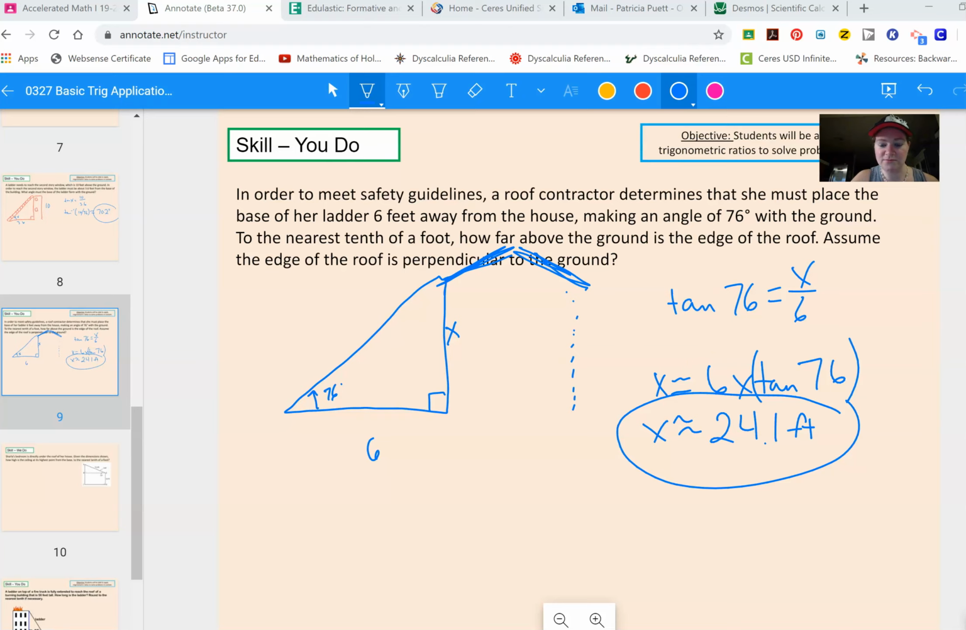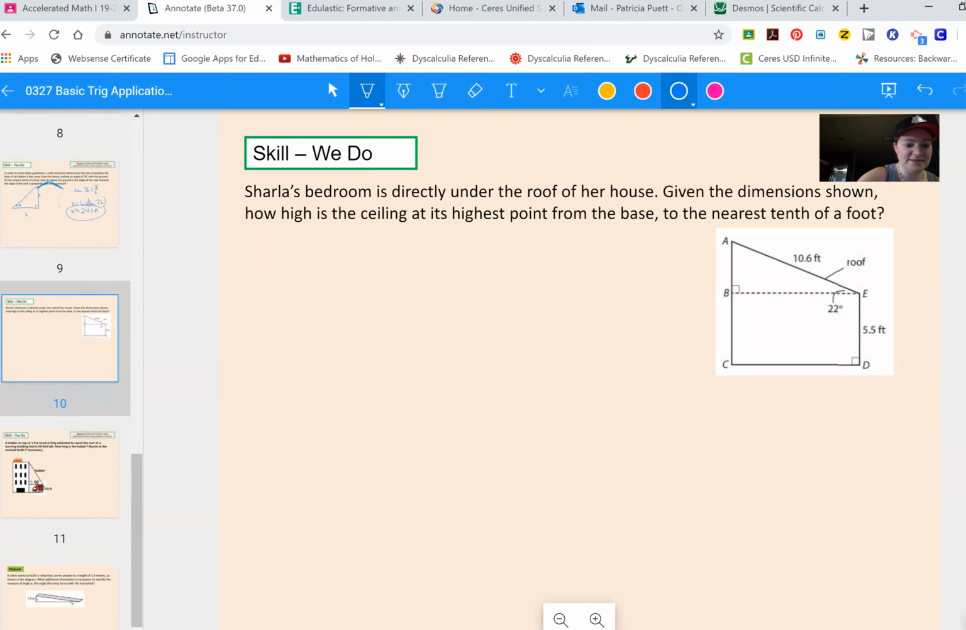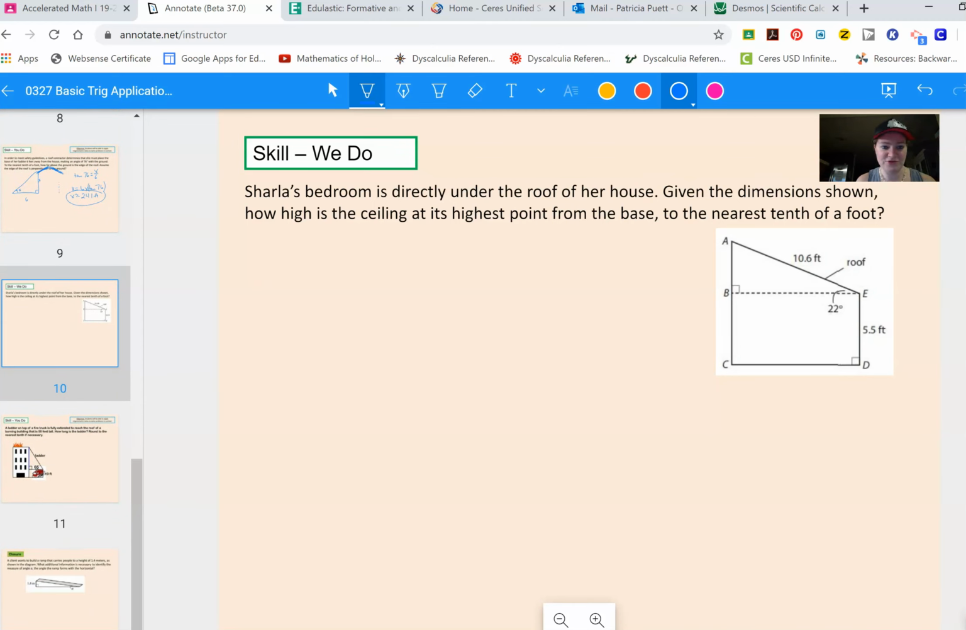So your roof is obviously what's on top of your house. We're going to assume it's a very rough sketch of what a roof looks like, but basically you're looking for how tall your house is. That's just another way of wording it. So we're going to say that's about 24.1 feet after you've done the tangent. Okay? Okay, so 2 last examples, and then we have a closure.